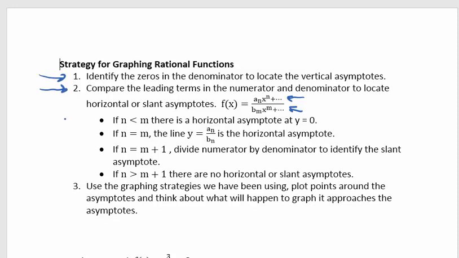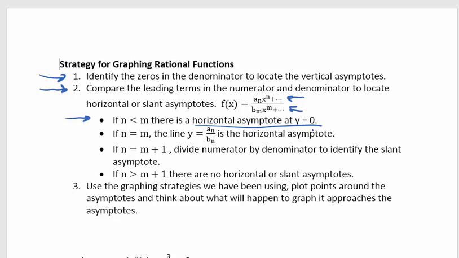So case one here is if n, which is the power in the numerator, is lower than the power we have in the denominator. If that's the case, then as x starts to get really large, the denominator is going to overpower the numerator, and this thing is going to go to 0. And so that's when we get this horizontal asymptote at 0. So anytime the denominator is a higher degree than the numerator, our horizontal asymptote will be at 0.